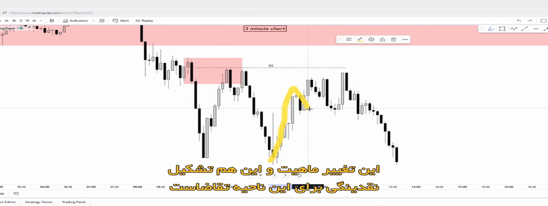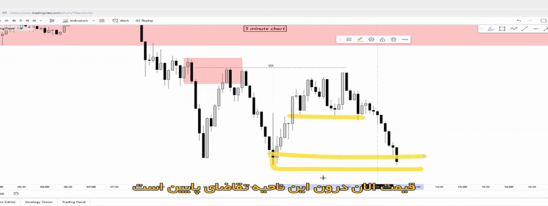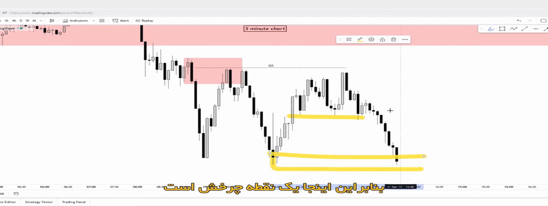As you can see, this was a character changing movement, liquidity built up for this deeper demand area, and price is currently inside of this deeper demand area. As you can see, price is inside of this demand. So this is a turning point.